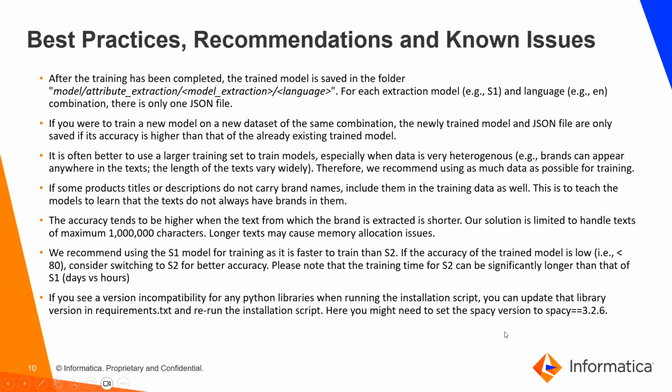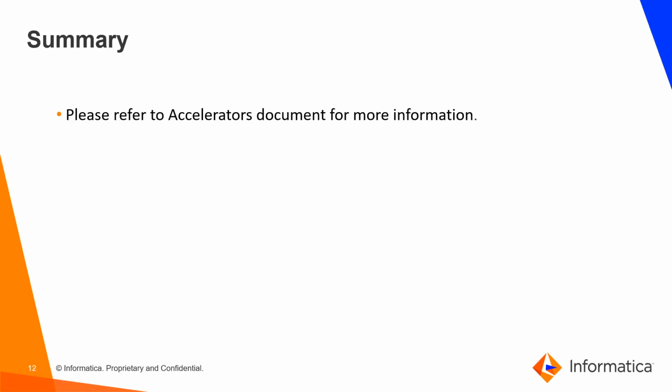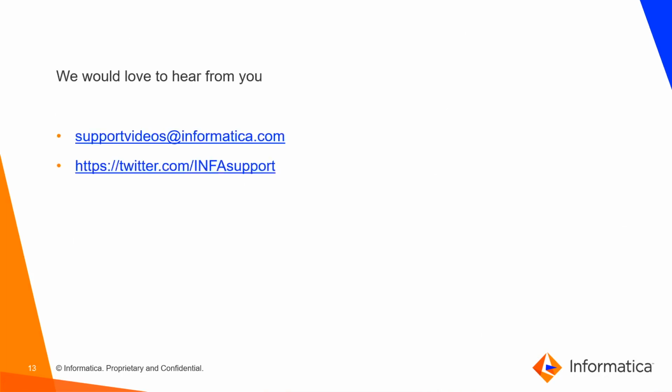Regarding the training model, S1 model for training is faster to train than S2. If the accuracy of the training model is less than 80%, you can try changing the parameter to S2, which can in turn give better accuracy but will run for a longer duration of time. For more details, you can refer to our accelerator document.